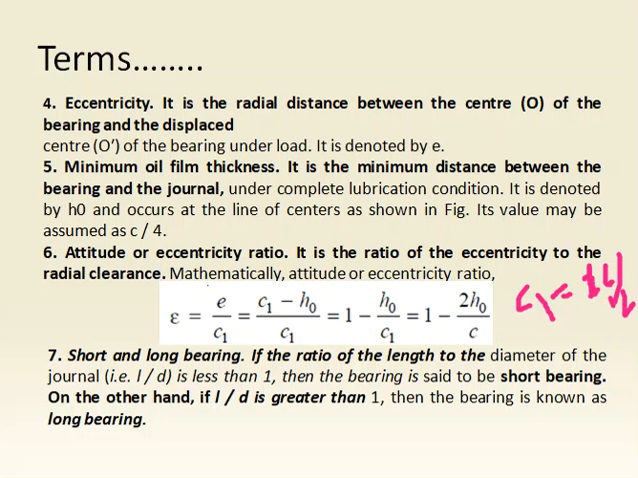Next one is short bearing, long bearing, square bearing. It's very important. If the ratio of the length to the diameter of the journal, that is L by D, is less than 1, it is a short bearing. If the L by D ratio is greater than 1, it is a long bearing. If L by D is equal to 1, that is a square bearing.